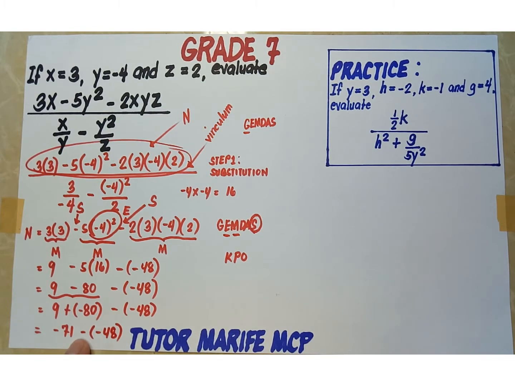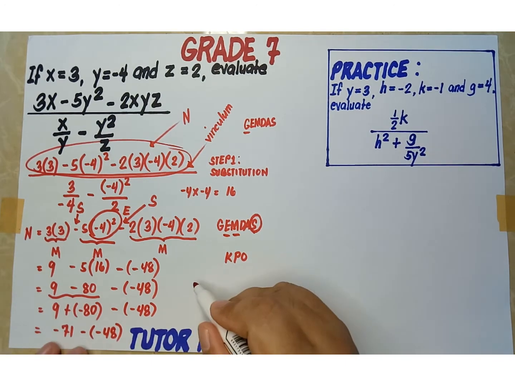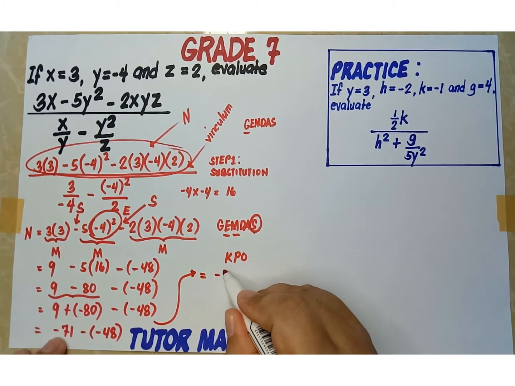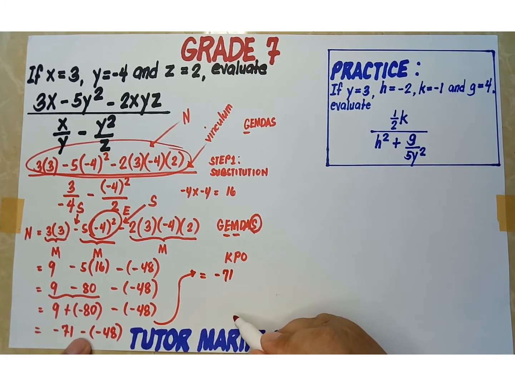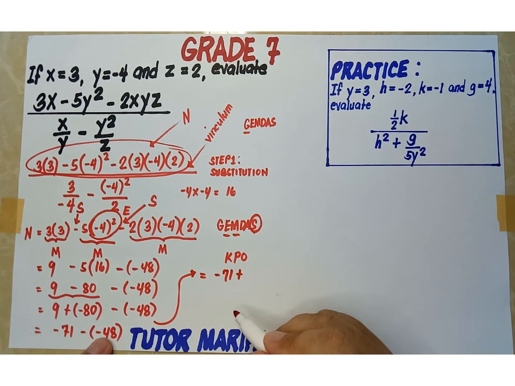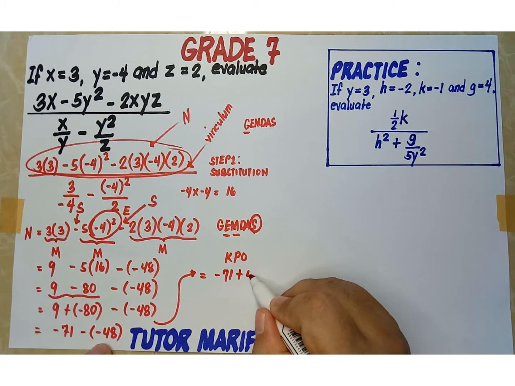Again, we have subtraction. So, let's follow KPO again. Keep the first term plus the opposite of the next term or the next number. So, we keep negative 71, we change minus to plus, and we change the next number to its opposite. Opposite of negative 48 is positive 48.